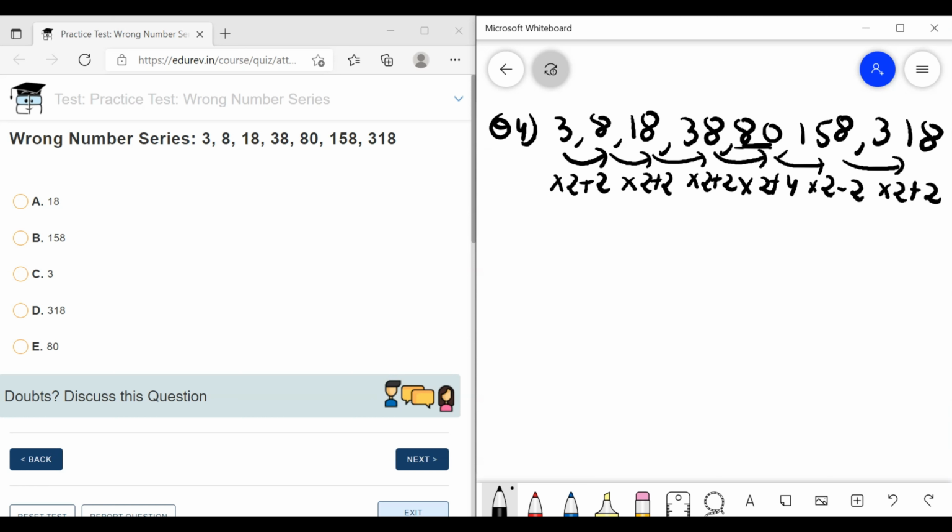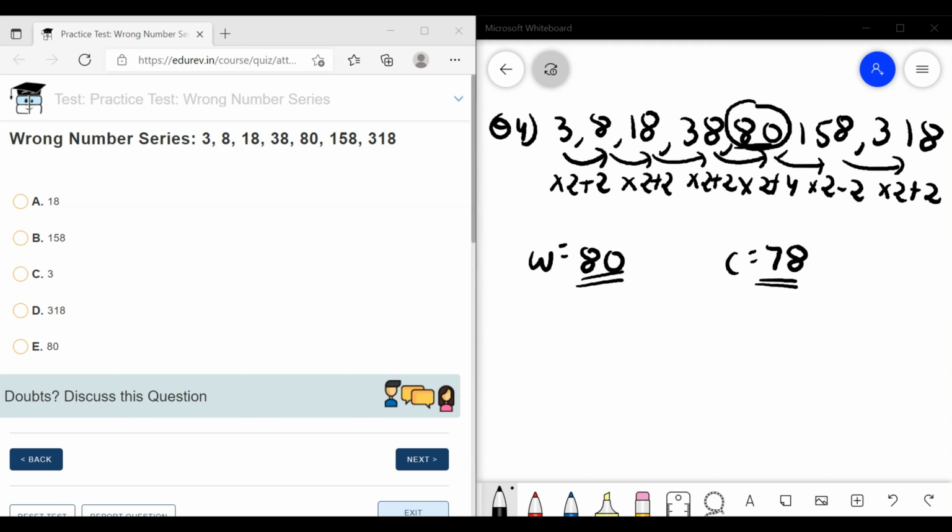Okay, so from 38 to 80 the pattern was broken, and from 80 to 158 the pattern was broken. So the common element where the pattern is being broken is 80. So here our wrong number would be 80, and the correct one would be 38 into 2 plus 2, which gives us 78, because 38 into 2 is 76, then it gives 78, and here the pattern is being formed. Here the pattern is being broken. So our correct answer would be, from the options, option E, 80.